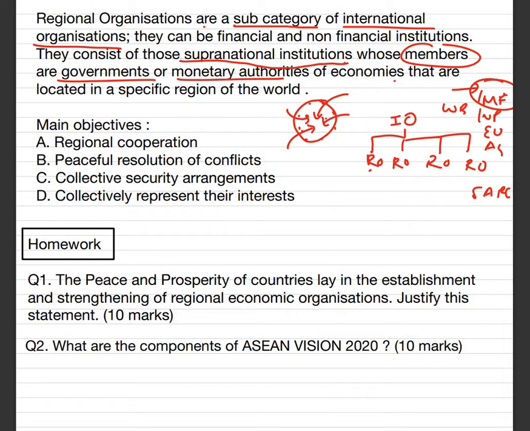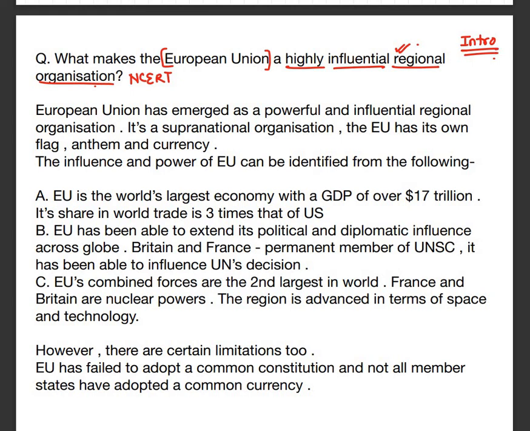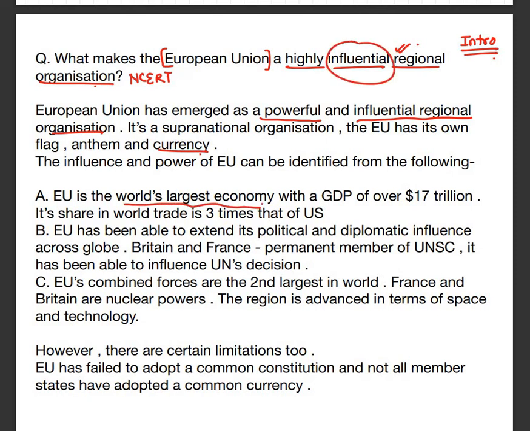So the main objective of a regional organization is so that the countries in a particular region can mutually cooperate with each other, so that the countries of that region can collaborate and cooperate with each other politically and economically. They can solve conflicts peacefully. They can protect each other's territories and boundaries and cultural interests as well. That is why regional organizations are established.